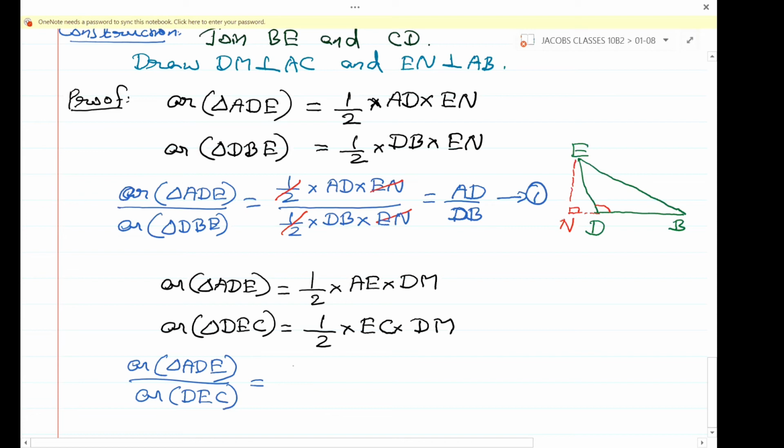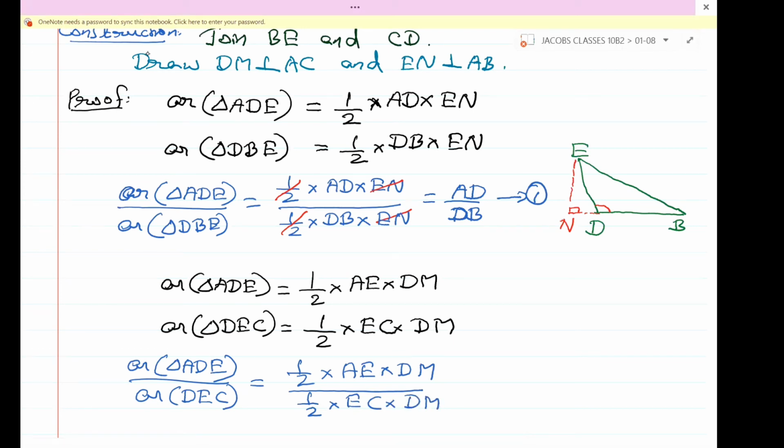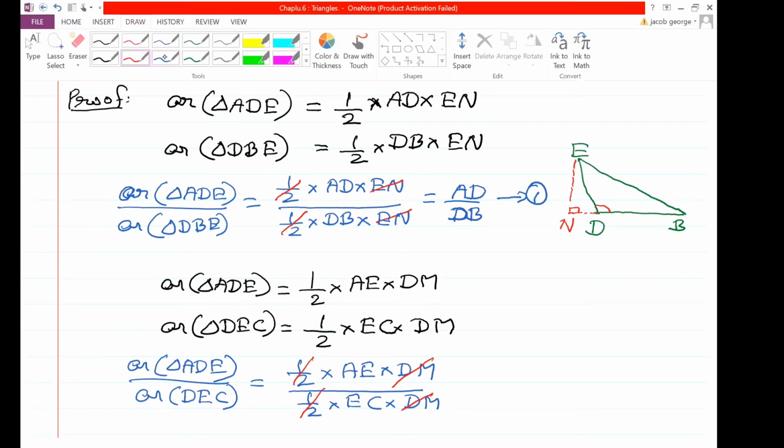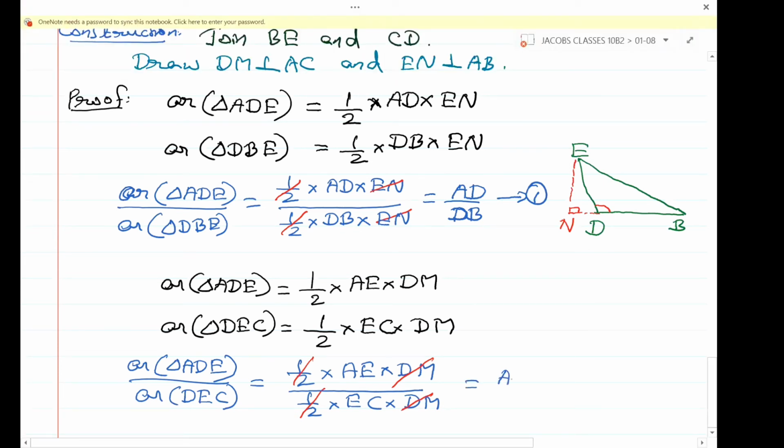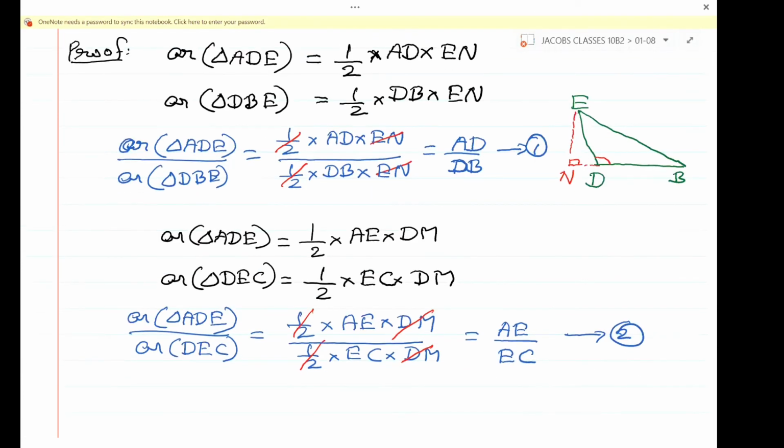So it is half into A into DM, that divided by half into EC into DM. Okay, children, so we can cancel out this half and we will cut this DM and we are going to get A by EC. Okay, so this is the second one. So we got the second point.